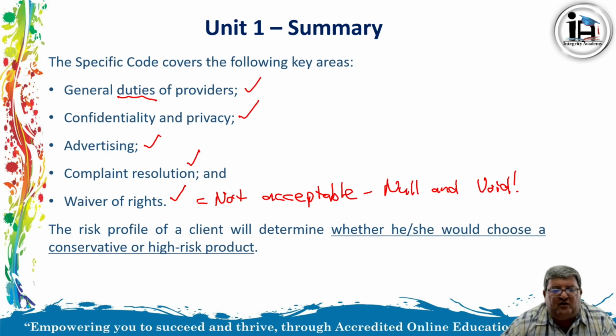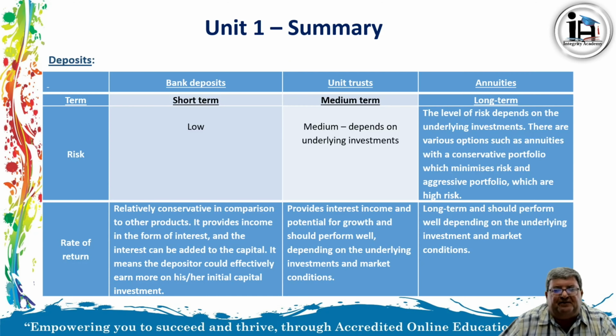The risk profile of a client will determine whether he or she would choose a conservative or a higher risk product. And then deposits, we look here at bank deposits, we look at unit trusts, and you look at annuities. All right. And then you look at the term, the risk, and the rate of return.